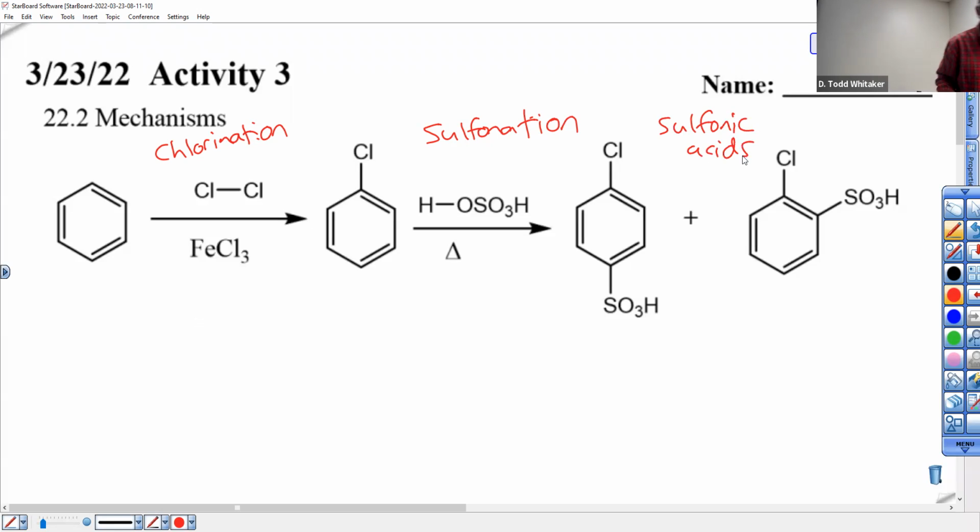I'm sure you remember a more common sulfonic acid called para-toluene sulfonic acid. I hope so. So yes, you would know how to make para-toluene sulfonic acid if instead you put a methyl group on here first. And sulfonation would make para-toluene sulfonic acid here and ortho-toluene sulfonic acid here. Major and minor.